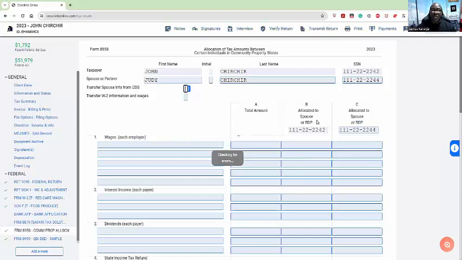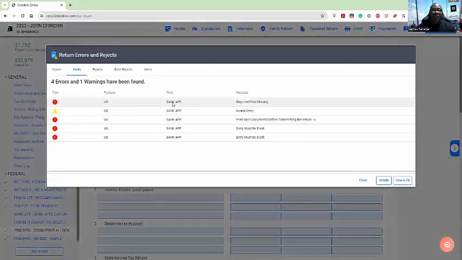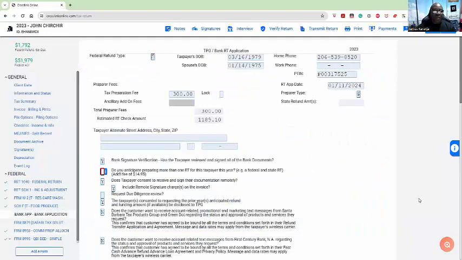Okay, so let's see. Okay, so now we are left with the bank app. Okay, we can view or double click. Do you anticipate preparing more than one RT for this taxpayer this year? Return RT is refund. Okay, I don't remember exactly, but once I remember, I'll tell you.